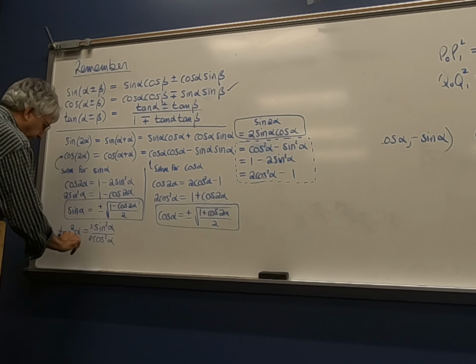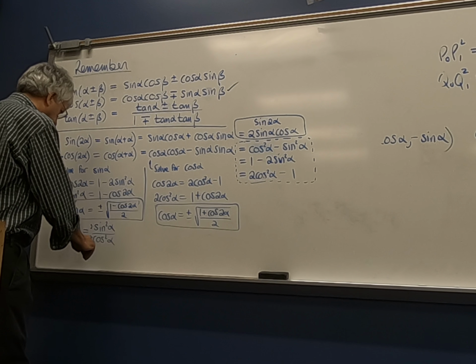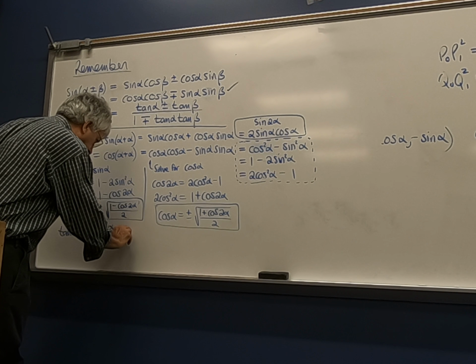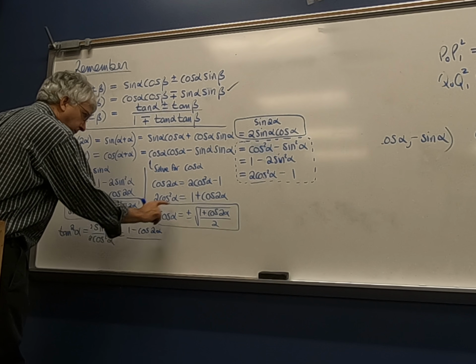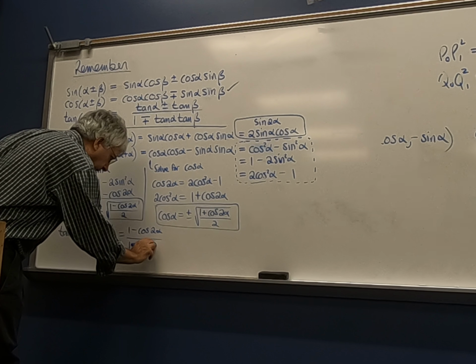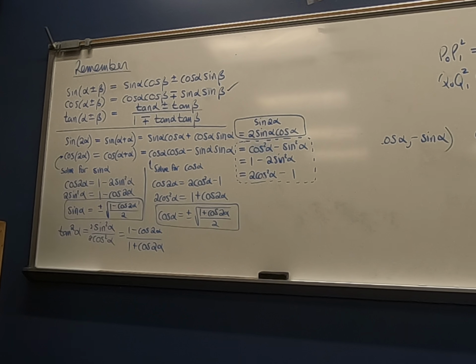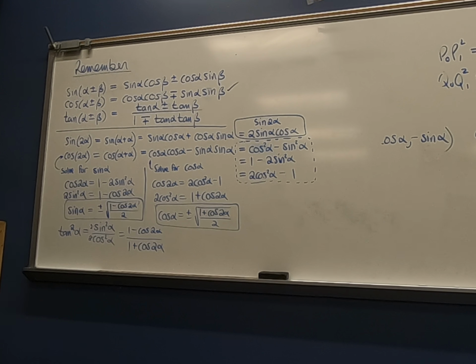And a 2 here, multiply the top and the bottom by 2, and then I get, for sine, twice sine squared is 1 minus cosine 2 alpha, and twice cosine squared is 1 plus cosine 2 alpha. And so that's tangent squared of half of 2 alpha, right? So alpha is half of 2 alpha, that's why this is a half-angle formula.